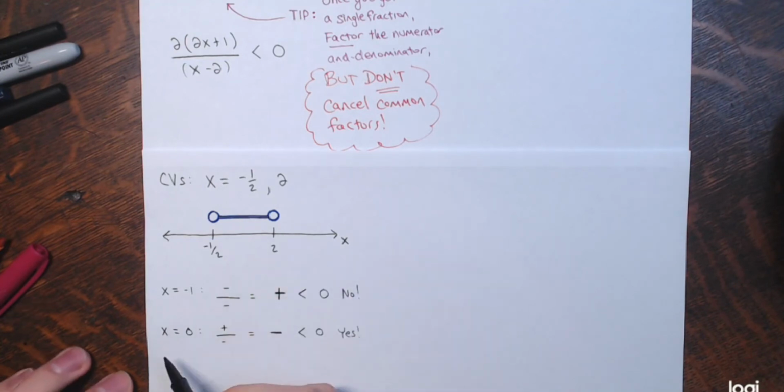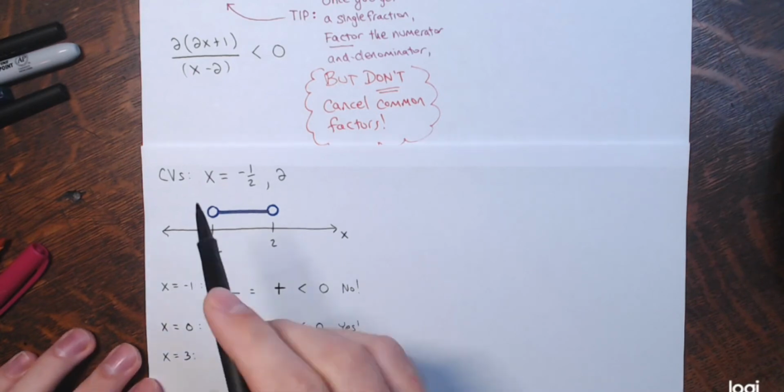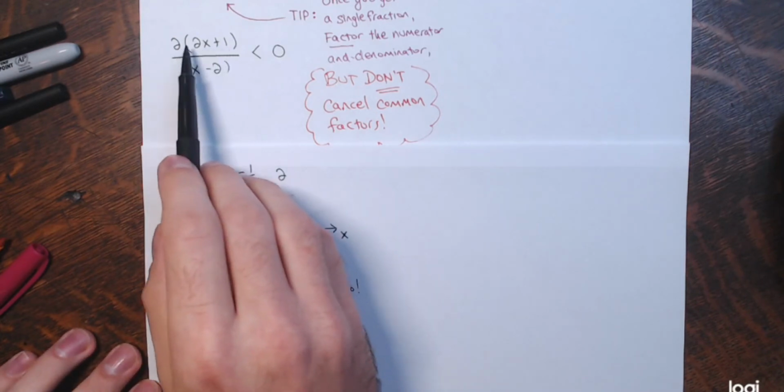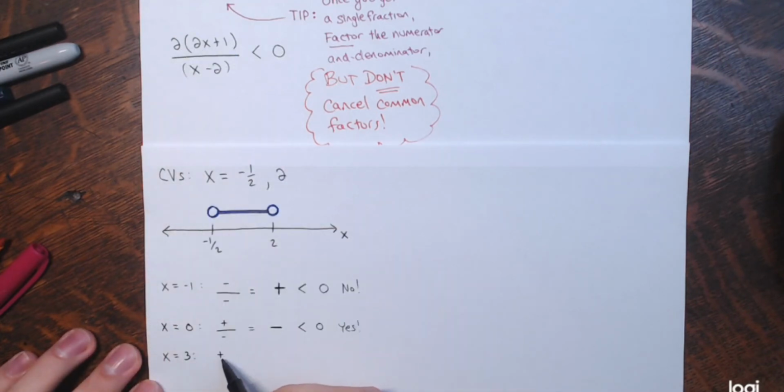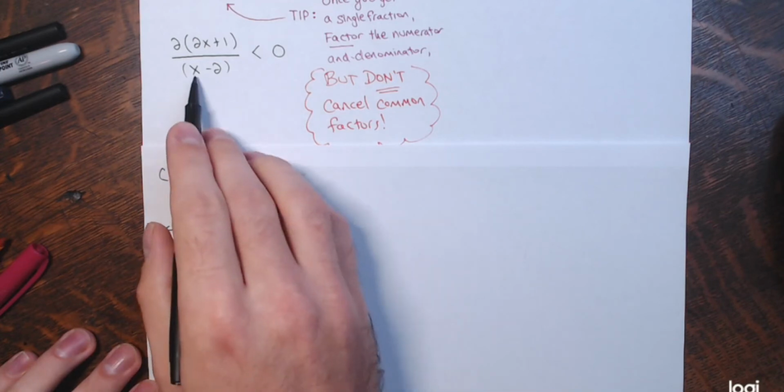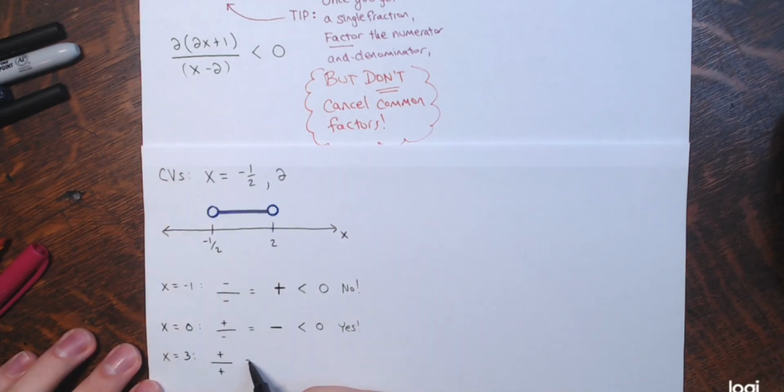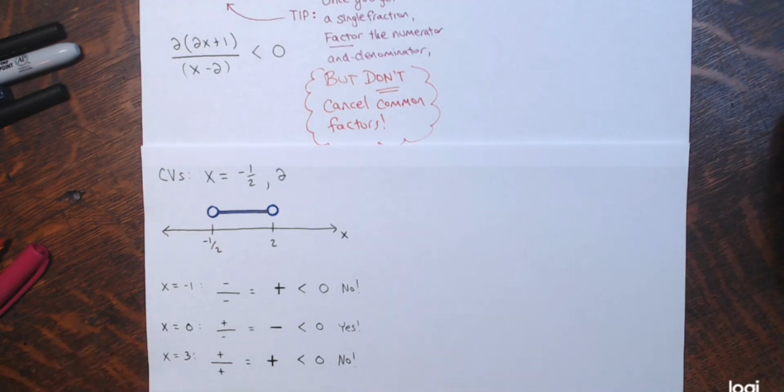And then to the right of 2, say x equals 3, you'd have 2 times 7, a positive numerator, and a positive denominator. So that's a positive number on the left, and then is less than 0. Is a positive number less than 0? Absolutely not. So that's blank.